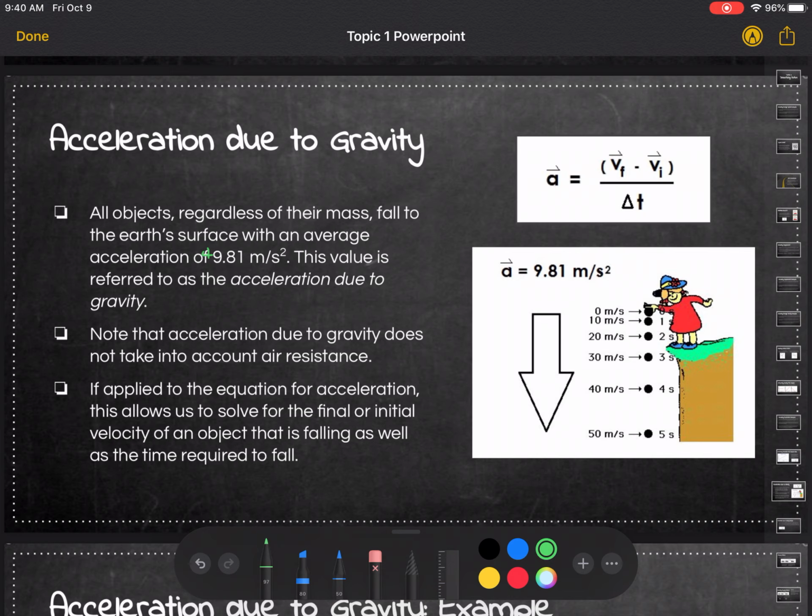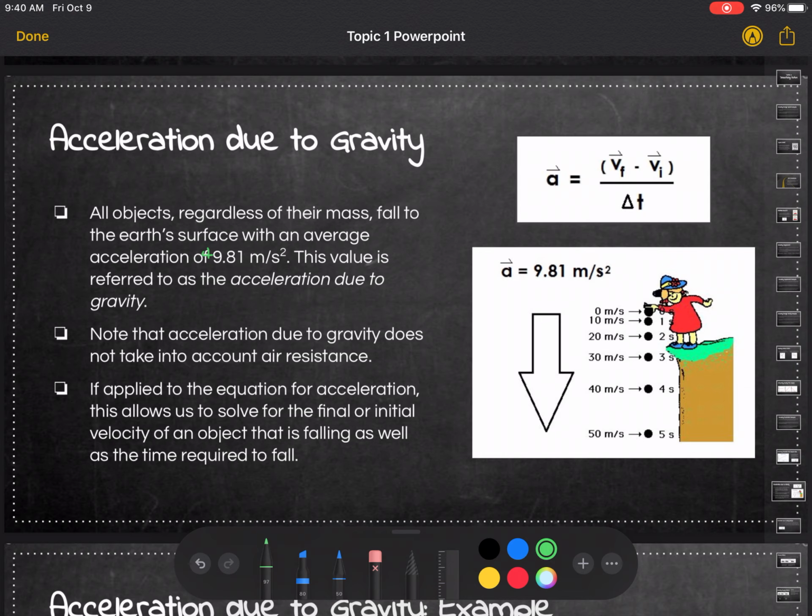Note that acceleration due to gravity does not take into account air resistance. So in this class, we don't consider air resistance to be in our formulas or in our calculations, just because that makes it a lot more complicated. So we don't account for air resistance.